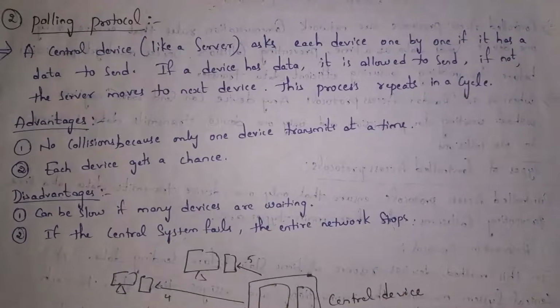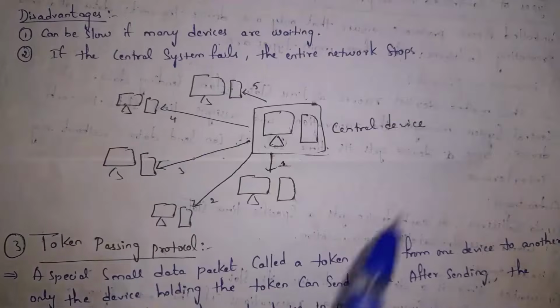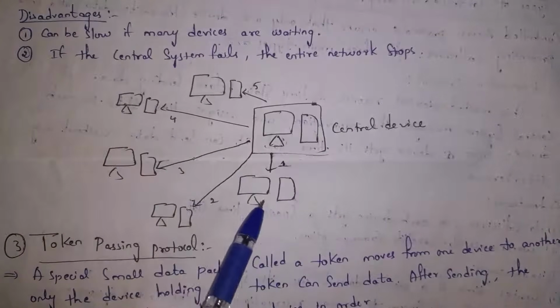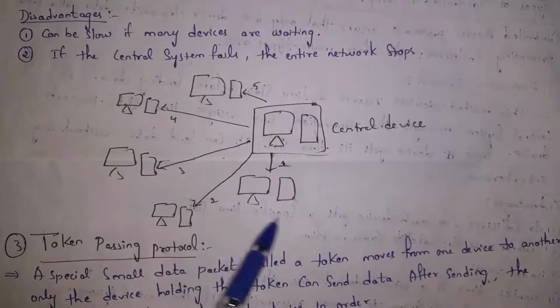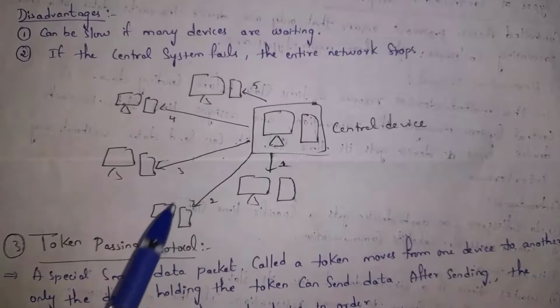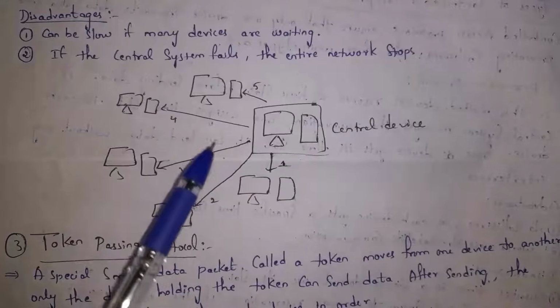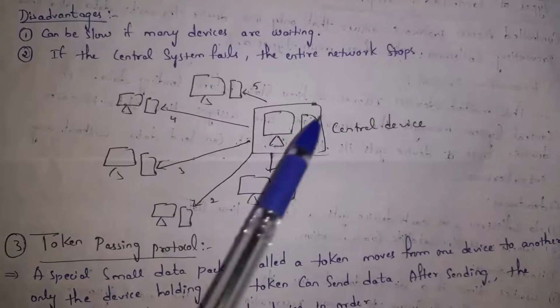In a polling booth, there will be one employee. He will call each person in order to vote. Even in the polling protocol, there will be one central device. This central device will call each device in order to send data. Once device 1 sends data, the system will call device 2. Again, device 2 will send data. So the central computer will call each device in a circular manner.